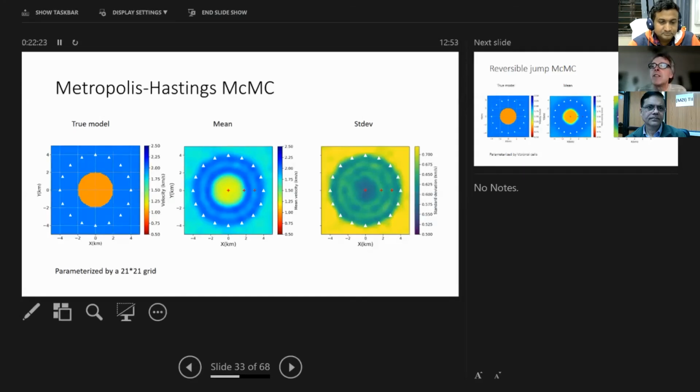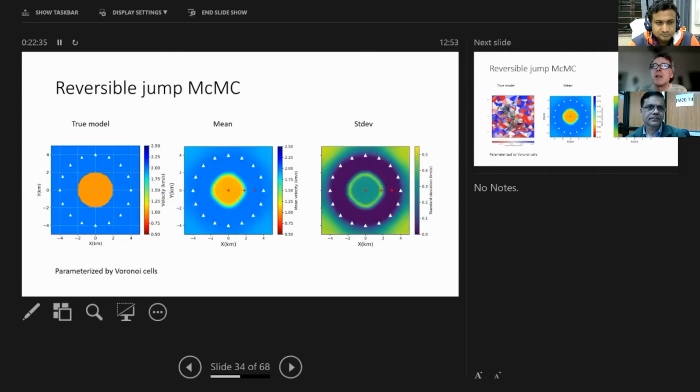Now, we also then applied the reversible jump Markov chain algorithm that I presented an hour ago. And this gives a very interesting result. It's completely different from the others. So the mean looks like a model. It looks like a good model that represents the true model. Uncertainties look like the ones we saw previously. Around the low velocity zone, we've got this very sharp boundary or halo of high uncertainties, and then very low, almost zero uncertainty outside of it.